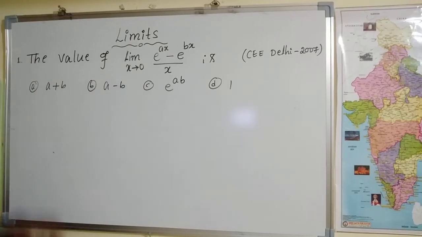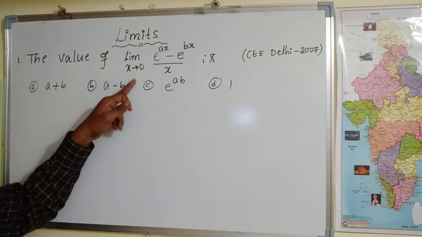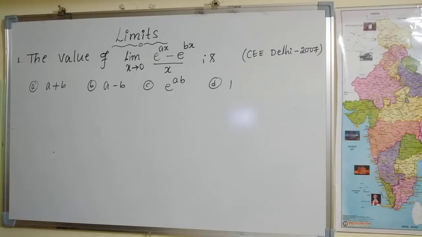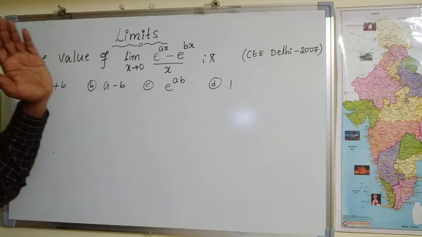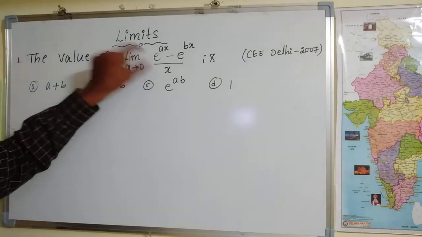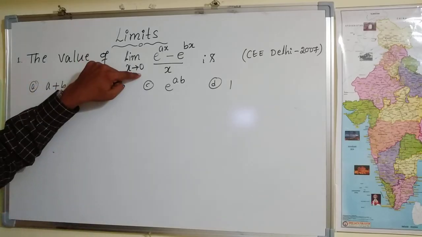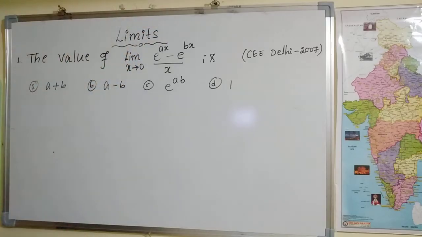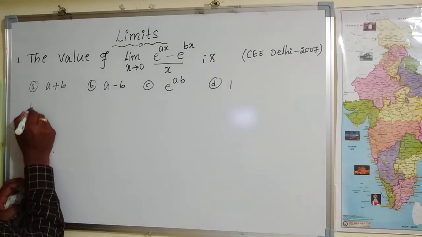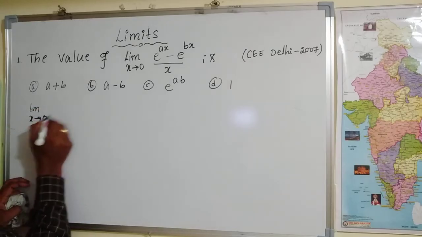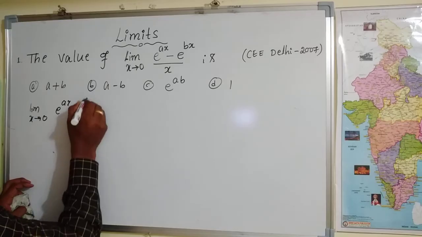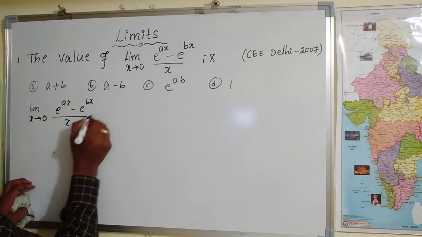The value of limit x tends to 0, e to the power ax minus e to the power bx divided by x, is. To solve this problem, since x approaches 0, we substitute 0 in the place of x. We get e to the power ax minus e to the power bx divided by x.